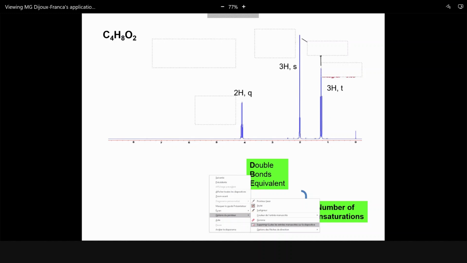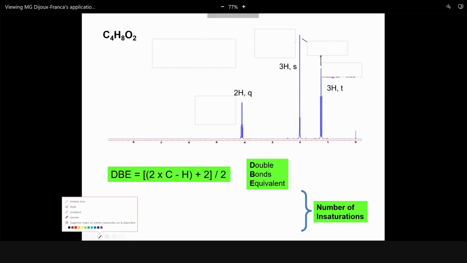First, there is no peak around 10 to 13, so it is not a carboxylic acid. And I see a peak around 3.5 to 4.5, so it is an ester. It is an ester.